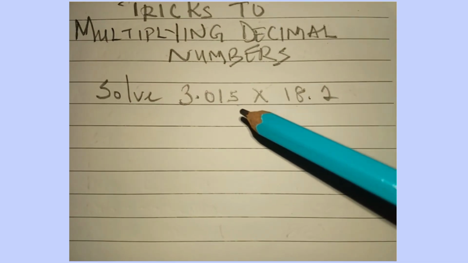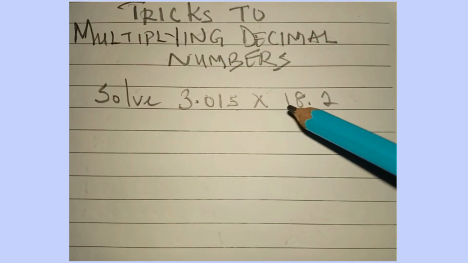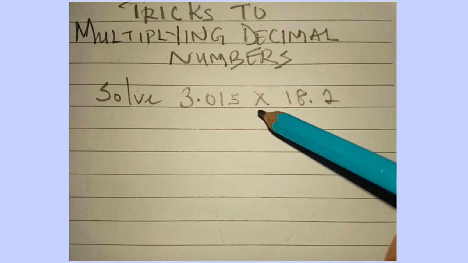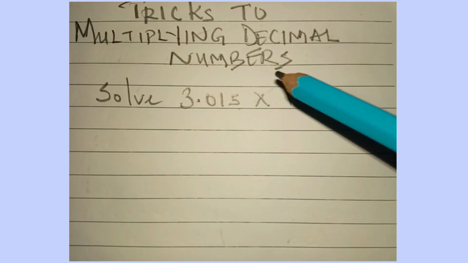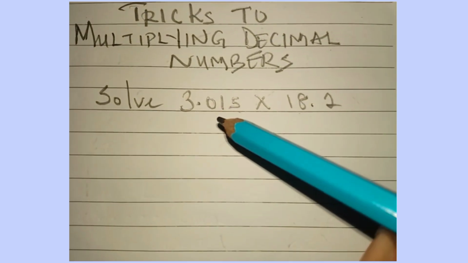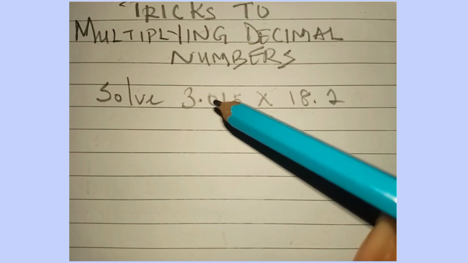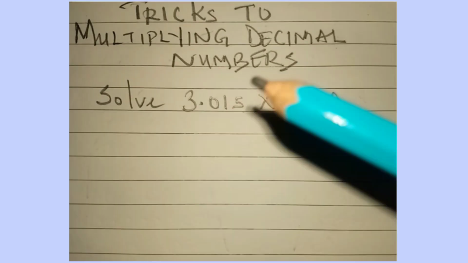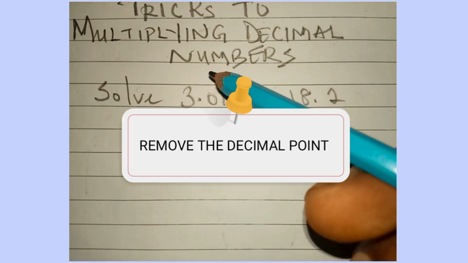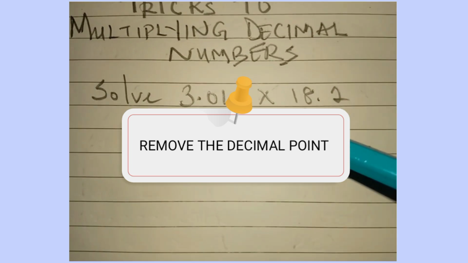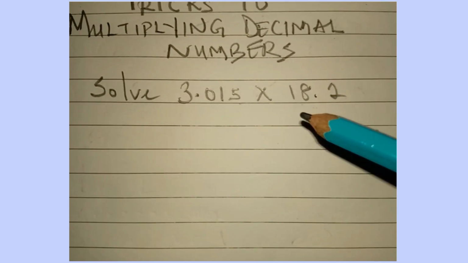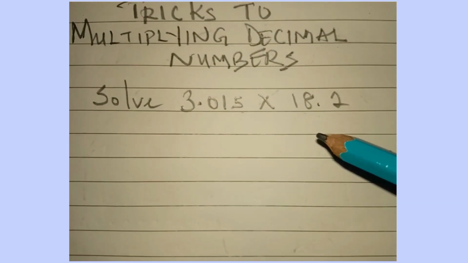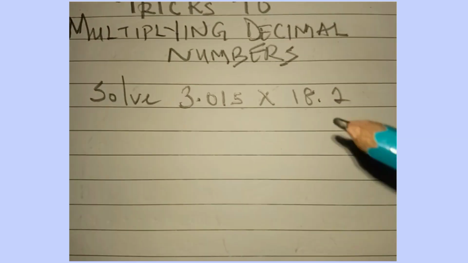First, we will assume that this is a four-digit number and this is a three-digit number. They are both decimal numbers. But in attempts to multiply these decimal numbers, the trick I'm about to show you is to assume that this is a four-digit number while this is a three-digit number. And what do I mean? You will eliminate the decimal point of this number, and in front of the number, you will write how many decimal places these numbers are. And I'll tell you why in no time. So let's quickly write that out.